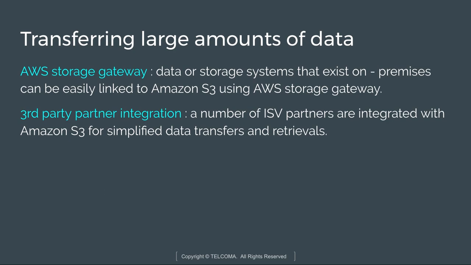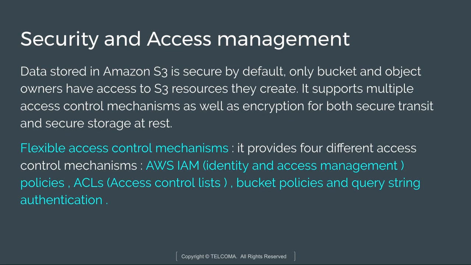etc. Now if we are transferring a large amount of data, we require security in systems. So let's discuss security and access management. The data stored in Amazon S3 is secure by default. Only bucket and object owners have access to these resources. So we require creating some policies. We have different control mechanisms: IAM, ACLs, bucket policies, and query string authentication.